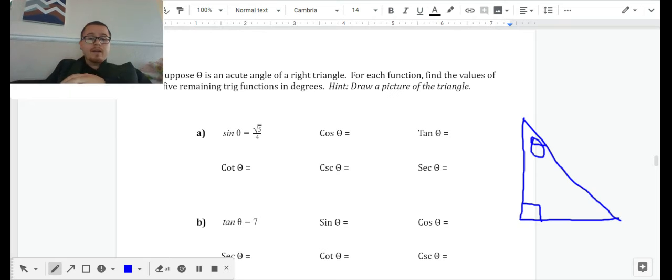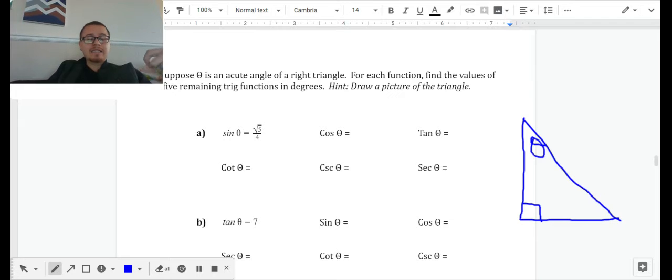All right, so we're back at it. We're on this next part. So for letter A, suppose theta is an acute angle of a right triangle. So draw a picture for all of these. You can put the theta here or there, whichever one you prefer. You're given one ratio. You need to find the other remaining trig functions.